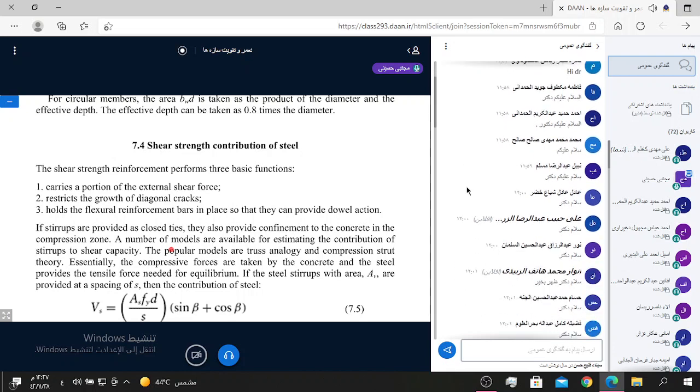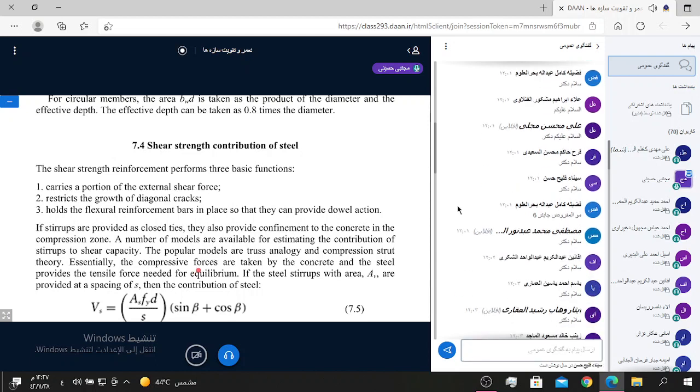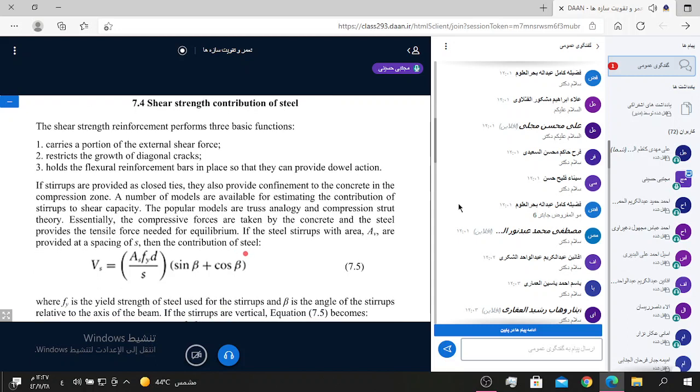A number of models are available for estimating the contribution of stirrups to shear capacity, and popular models are the truss analogy and the compression field theory. Essentially, the compressive forces are taken by concrete and steel provides the tensile force needed for equilibrium.